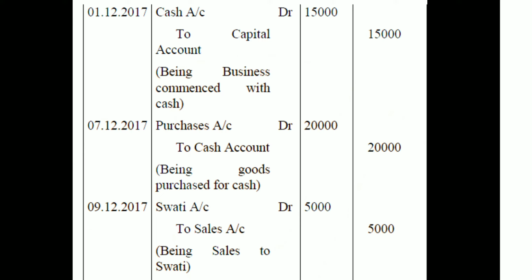There cannot be the word account before or after the name of any person. If we want to write the name of the account, at that time we will use the apostrophe. Swati's account debit, or Swati debit, to sales account, because goods go from our business. Whatever goes is credited. Swati's account debit to sales account, being goods sold to Swati.